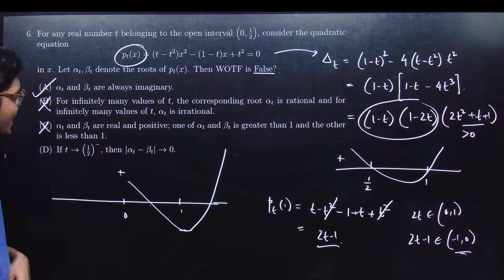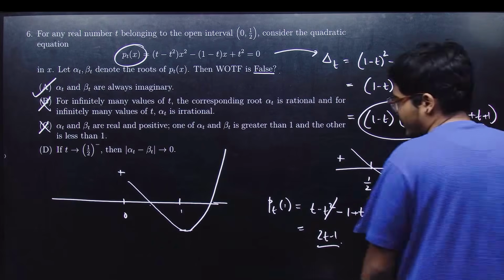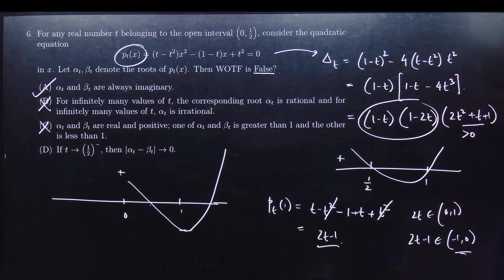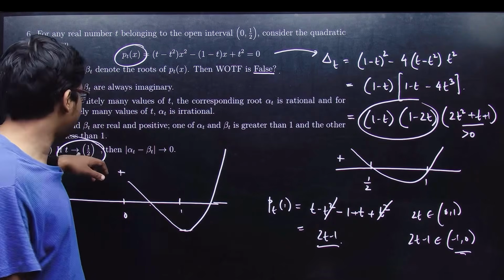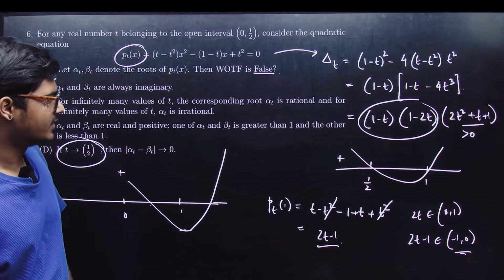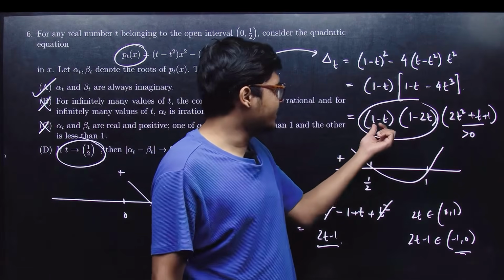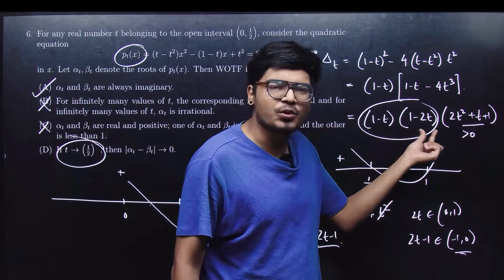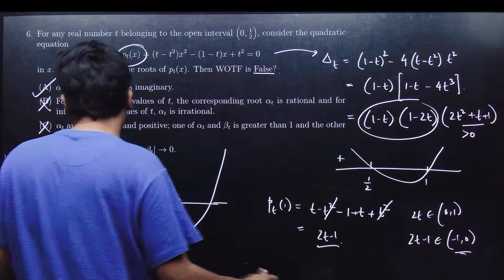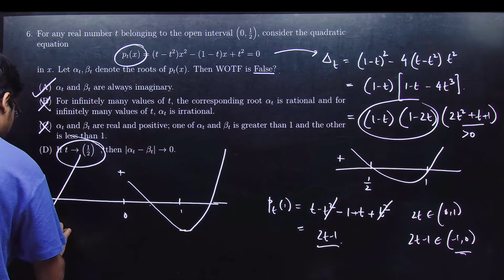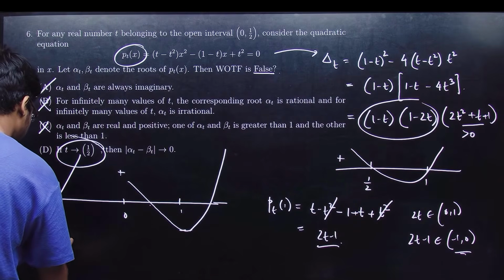Option D: as t goes to half minus, then alpha t minus beta t approaches 0. For this, you just need to find the difference of the roots. Just observe that if t approaches half minus, then this quantity is positive and approaches 0, but from the positive side. So this discriminant is going to be approaching 0, which implies that delta t approaches 0.